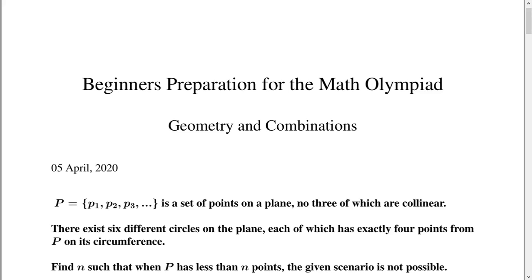P equals P1, P2, P3 and so on is a set of points on a plane, no three of which are collinear. There exist 6 different circles on the plane, each of which has exactly 4 points from P on its circumference. Find n such that when P has less than n points, the given scenario is not possible.